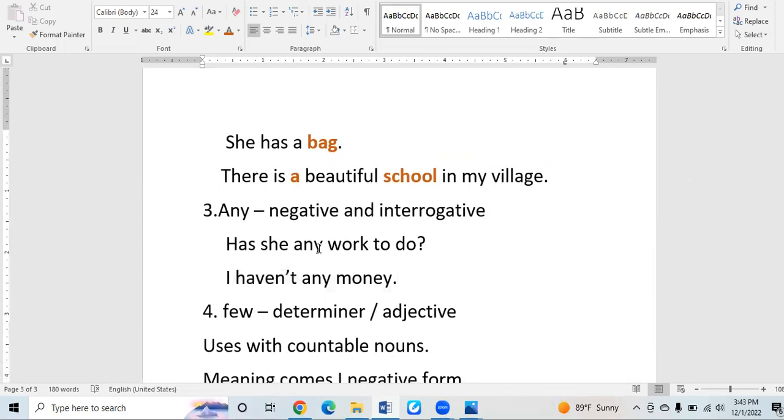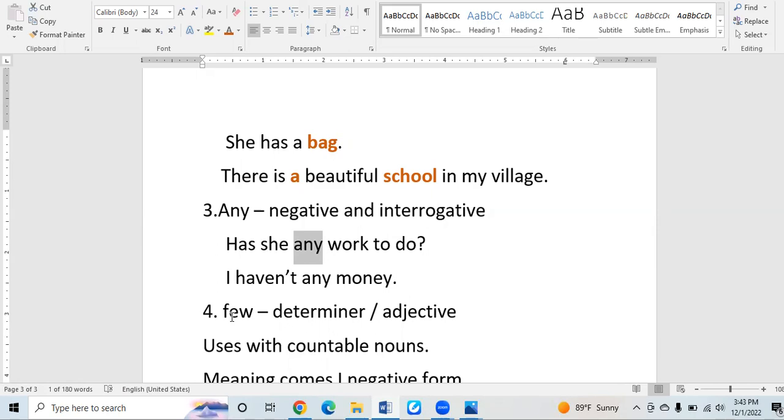So because of that, only "any" has been written here in front of the word. Now can you see here, "do"? Do is a verb here. Now the other word is "few." Few also is a determiner as well as an adjective.